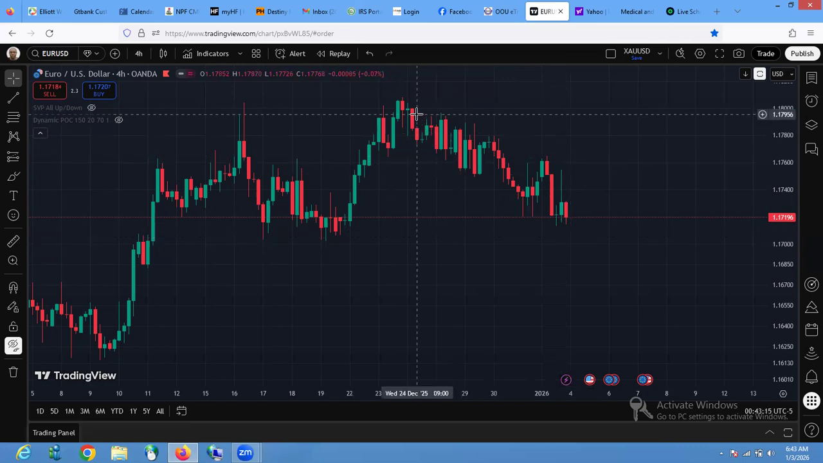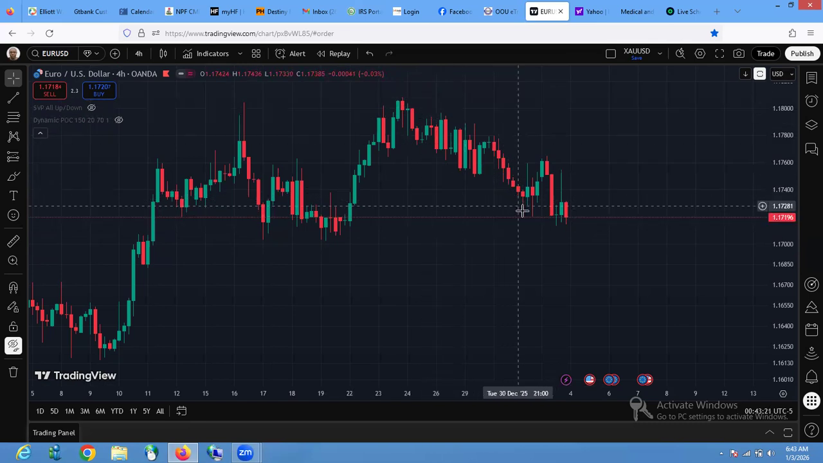So it's corrective so far. We may have seen the end of the complex correction, and this may just be an A, and this may be the height of the B. It may be A of a B, B of a B. We may be going up for a C of a B. So we need to see what that is.